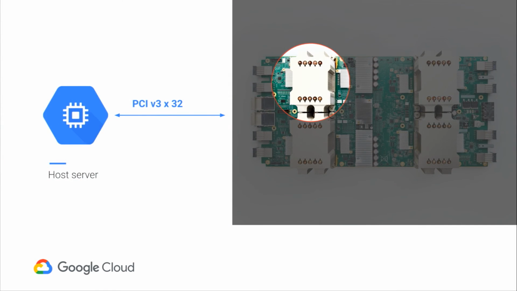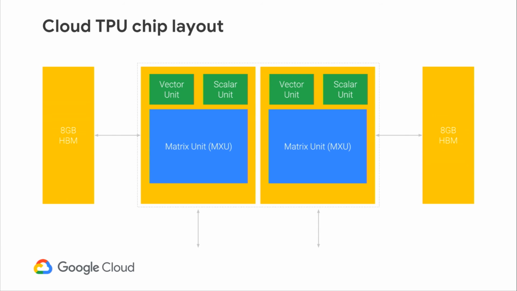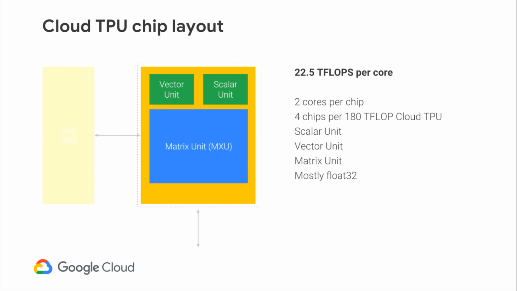So let's zoom in on one of these TPUs. The Cloud TPU chip is divided into 2 cores, as you can see here. The chip as a whole has 16 gigabytes of HBM split between the cores. Each core delivers 22.5 teraflops and consists of a scalar unit, a vector unit, and especially this matrix unit, which is really special and uniquely suited for the demands of high-performance machine learning.